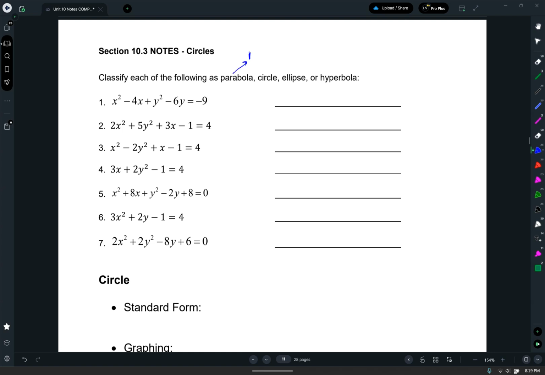Parabola, remember, has one squared term, right? These we know both have two squares. But see if you can remember the difference between a circle versus an ellipse versus a hyperbola. So my suggestion is, why don't you go ahead and try to label those, see if you remember. Maybe pause the video and then see how you do. That's the best way to make sure you understand and you remember.